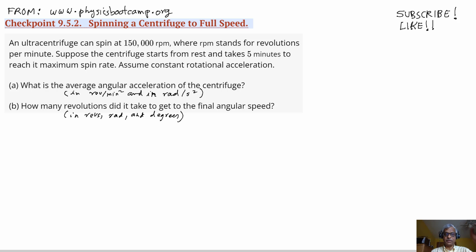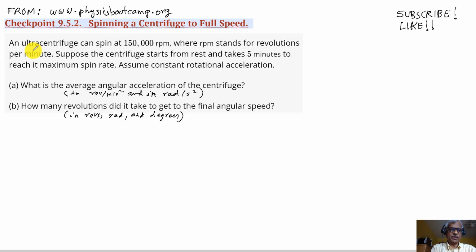Hello, hello. We have a problem in rotation. I'll be starting a series of problems today on rotation, so do check later on for other problems and concepts related to rotation.